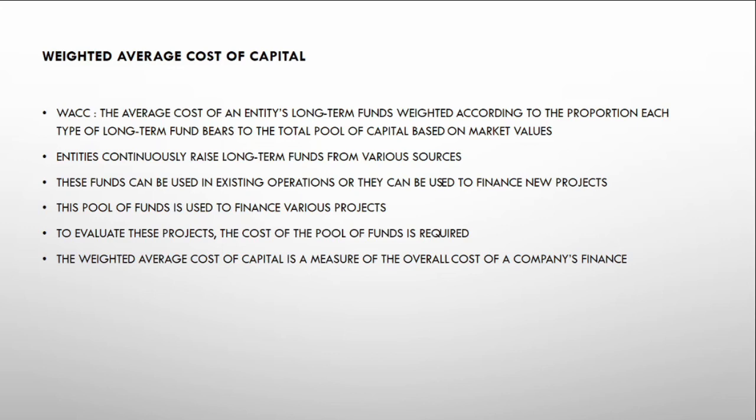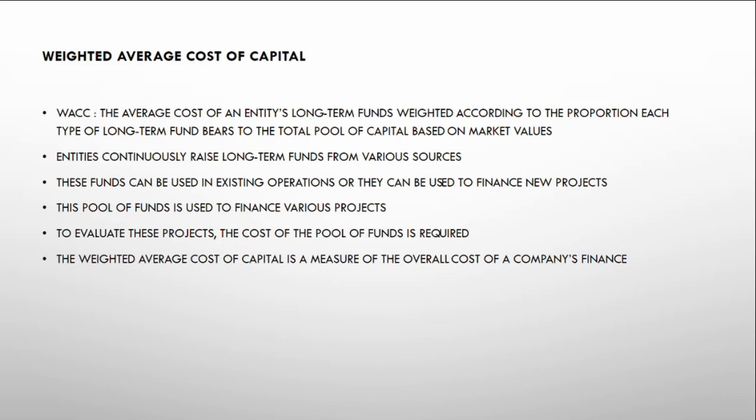So we actually need to calculate a weighted average cost of capital because the pool of funds is used to finance various projects. And to evaluate these projects using the net present value method, we need to determine what the cost of these pool of funds is. And this is called the weighted average cost of capital. And we will use this weighted average cost of capital when we are assessing new projects that the company is going to be invested in.